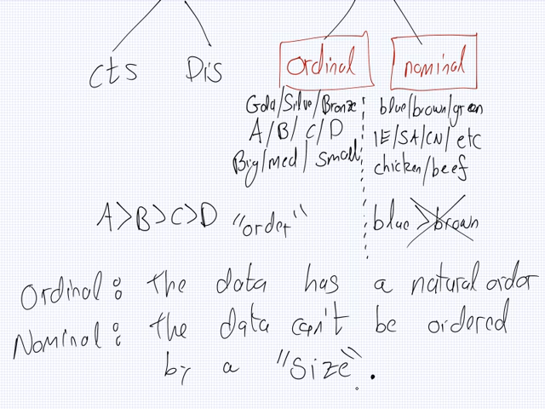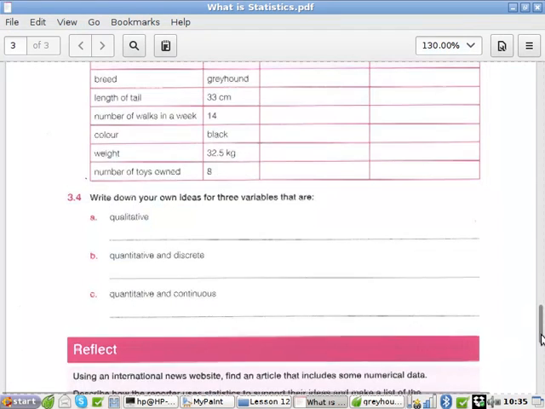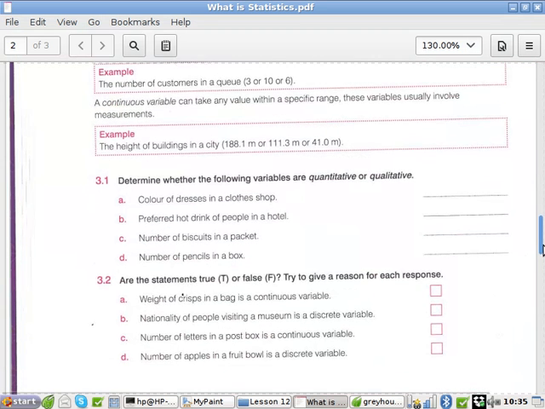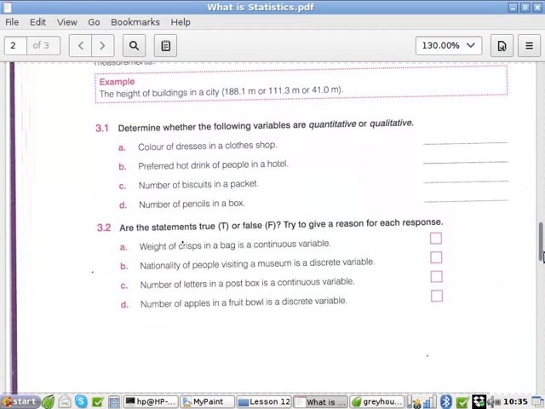So what we'll do is we'll go back to the worksheet and the examples of qualitative that they had, and we'll decide if it is ordinal or nominal. So where was the first one? Go back. Nationality of people visiting the museum. Ordinal or nominal? Nationality. No. Nominal. Yeah.